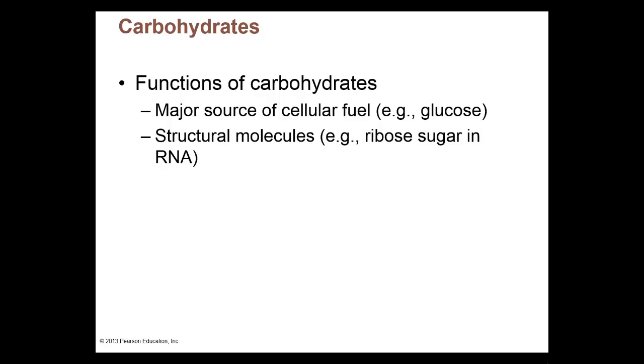We also find carbohydrates as structural materials. In RNA, the sugar you find in RNA is known as ribose. Do you remember what the sugar is called in DNA? Deoxyribose. We just add the deoxy in front of it. And so some of these sugars can be structural molecules as well, such as the ones found in DNA and RNA. Biggest function, energy source.